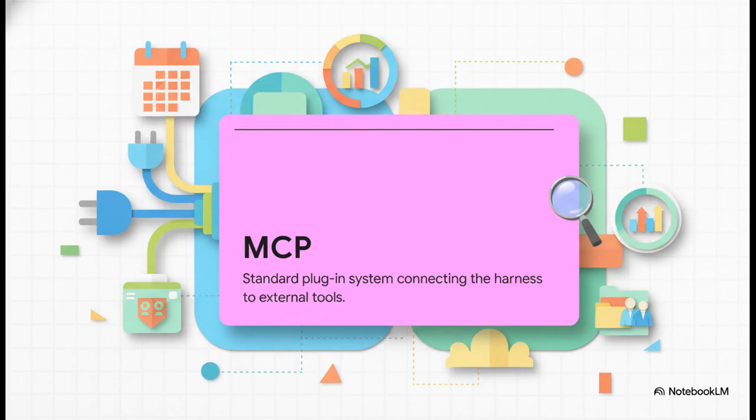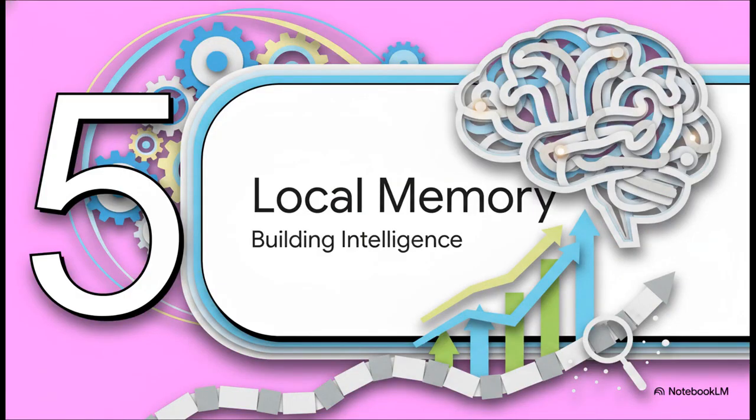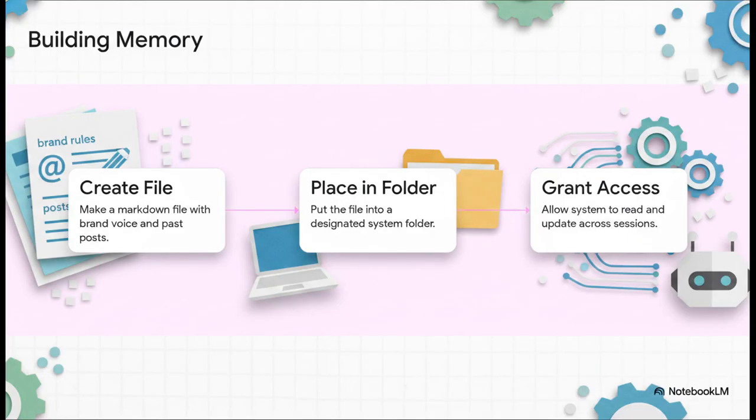Section 5, Building Local Memory Systems. Let's look at how this builds long-term intelligence. Because let's be real, if your AI starts with amnesia and builds from scratch every single session, it's never going to truly scale with your business. Setting up a local memory system sounds like you need to build some massive, complex database. But here is your actual step-by-step plan.